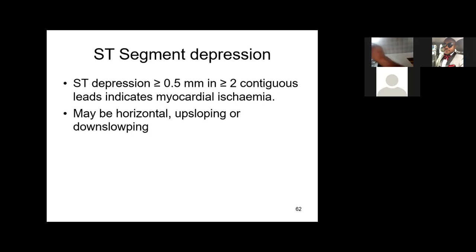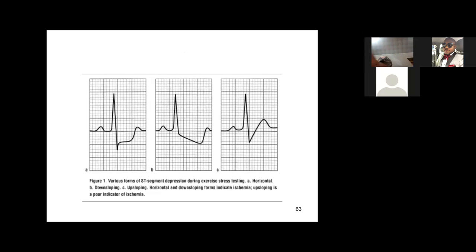ST depression greater than 0.5 millimeters in 2 or more contiguous leads indicates myocardial ischemia. It may be horizontal, upsloping, or downsloping. And this is a diagrammatic example.